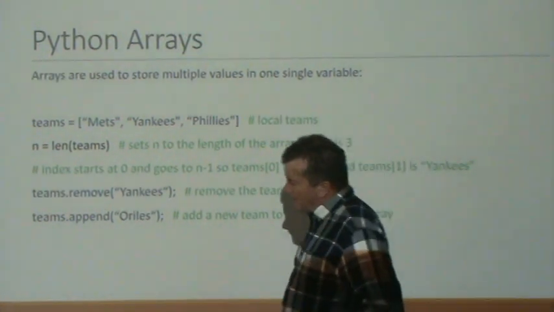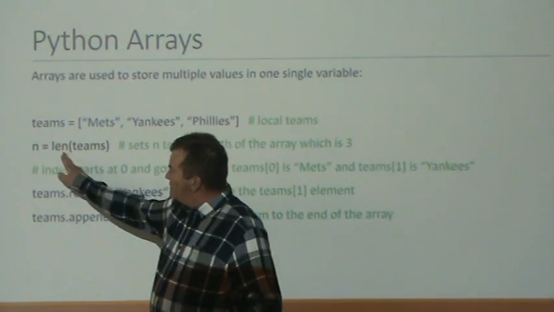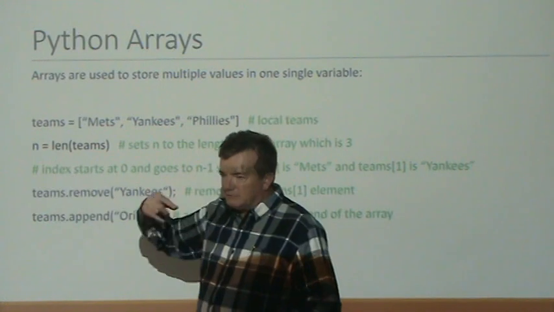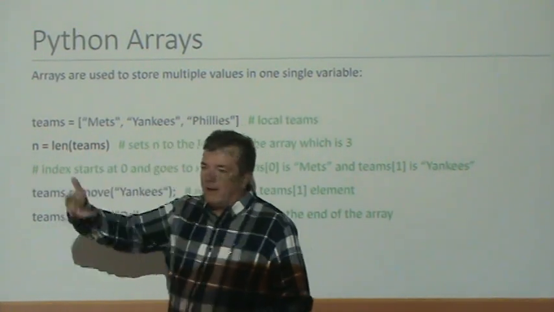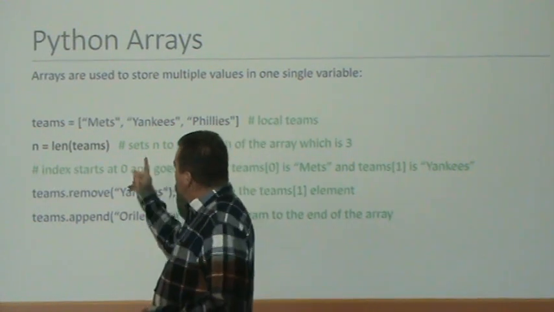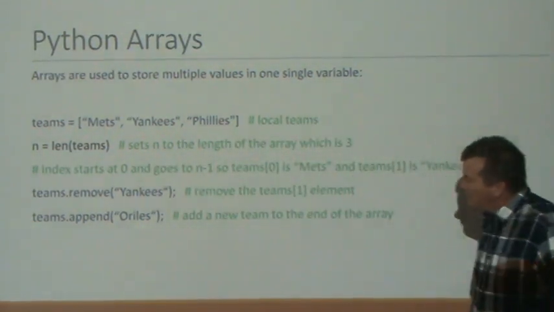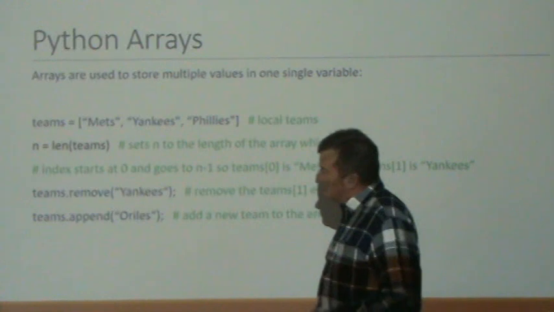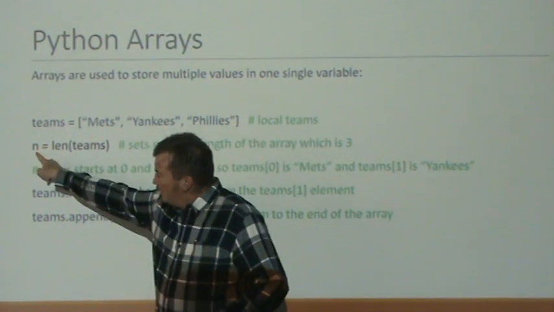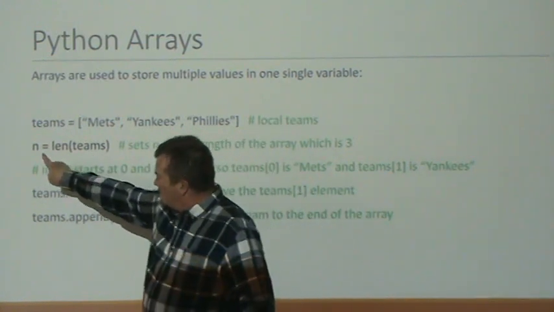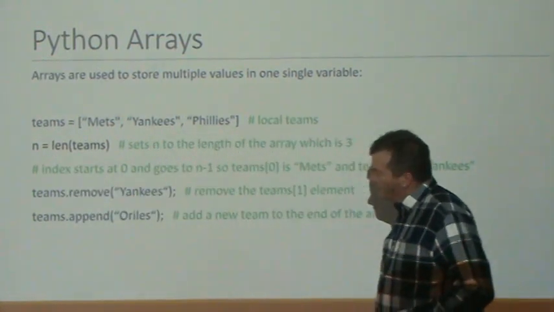Like in many programming languages, there's a function len, or length, that you can call. You could say len on teams and it'll tell you how many teams are in the array. So this will set n to the length of the array, which in this case is 3. There's 3 teams. So now we have a variable that's equal to 3, an integer.